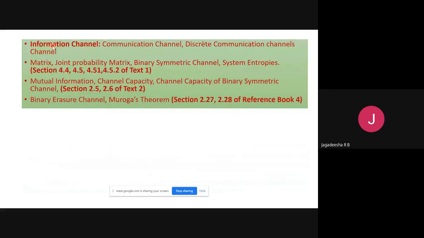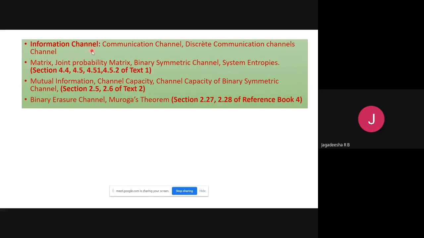In the third module, we will be studying the information channel, because the information we have has to be sent through a channel. In a mobile communication system, this is through a wireless channel. But if you consider the communication between two computers through a LAN, maybe that is through an Ethernet cable, a wired cable, and so on.